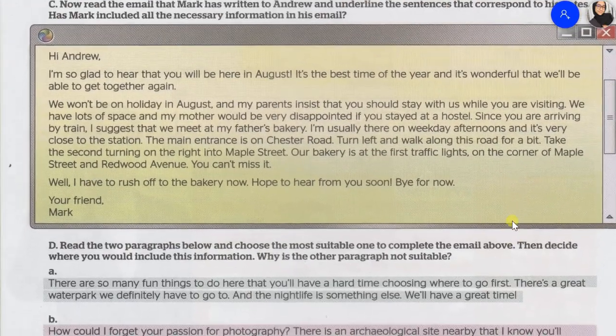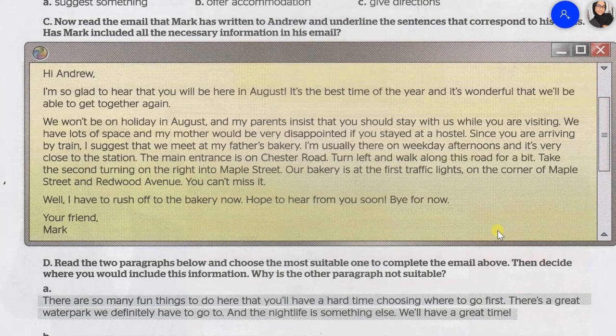Okay, so basically Mark has included where Andrew should stay, and he also has included where to meet him, which is at the father's bakery. And then he also included direction to the bakery on how to get there on foot.